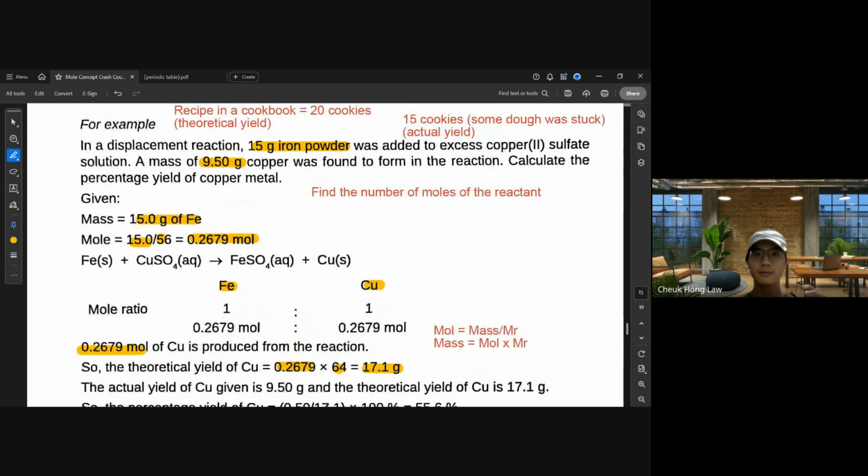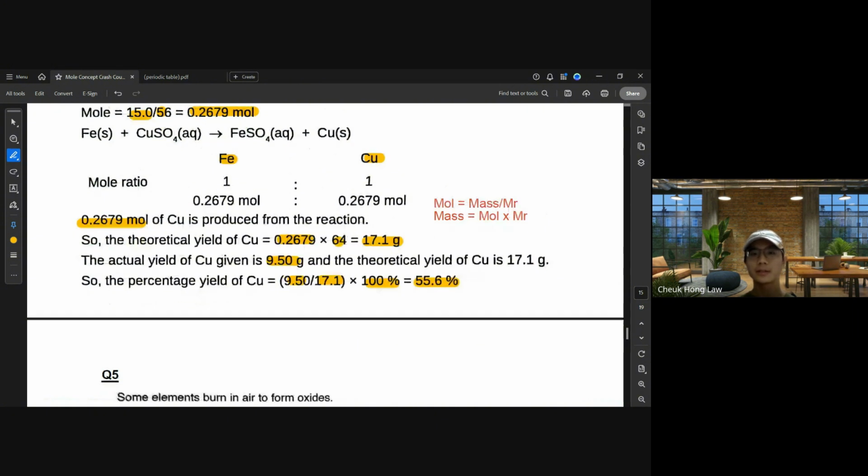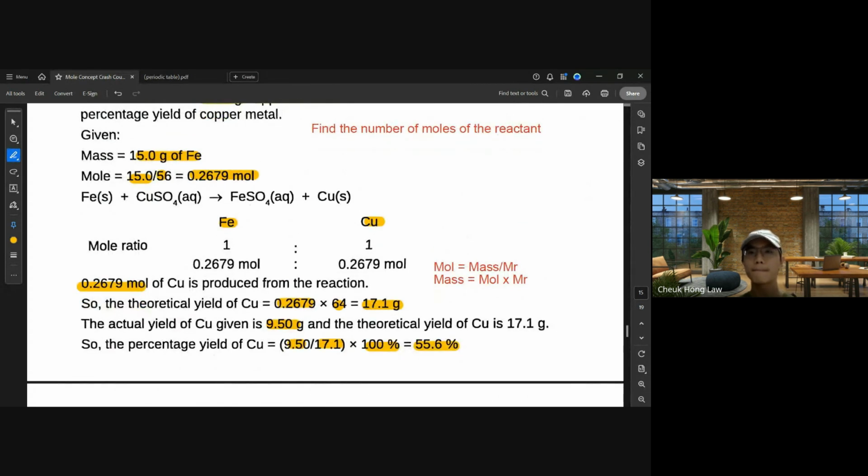But what is the actual yield? Actual yield is 9.5. So I take actual yield divided by theoretical yield, 17.1, to give me 55.6%. So 55.6% is the percentage yield of copper.